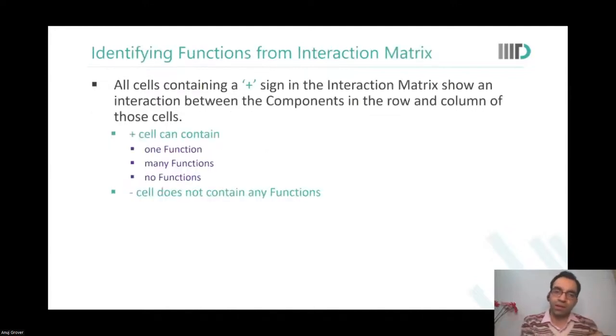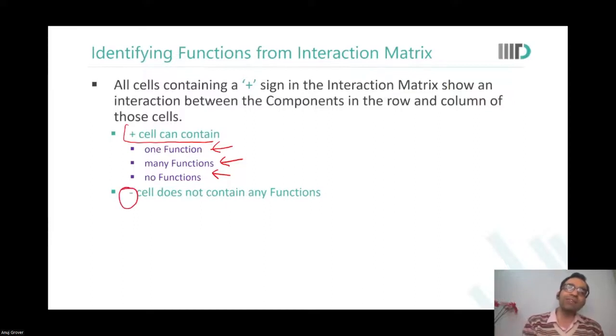So how to identify a function from an interaction matrix? First thing is the cell should contain a plus sign. Now, when there is a plus sign cell, realize there could be one function, there could be many functions, and there could be no functions at all. No functions mean they are touching, but there is no function of consequence to you. So you do not add that function into your function model.